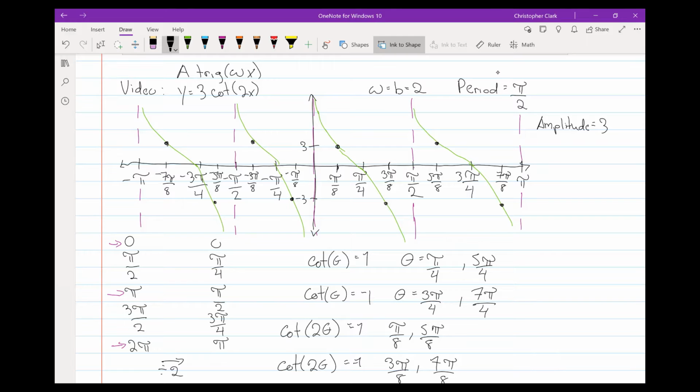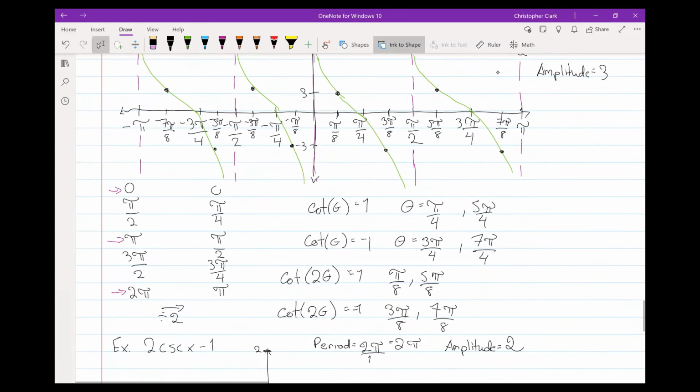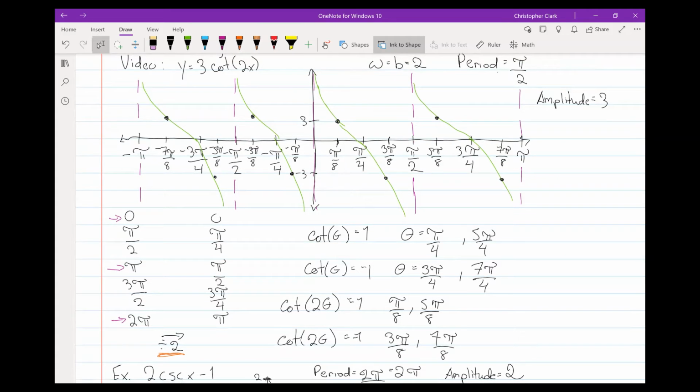Okay, so we know that our period is pi over 2 and our amplitude is 3. So we're going to go down here to our special points, which are normally 0, pi over 2, pi, 3 pi over 2, and 2 pi. Now we're going to divide them by 2, same as we did to the period, which gives us 0, pi over 4, pi over 2, 3 pi over 4, and pi. Those are what we use as our new special points, and similarly, their negative versions here.